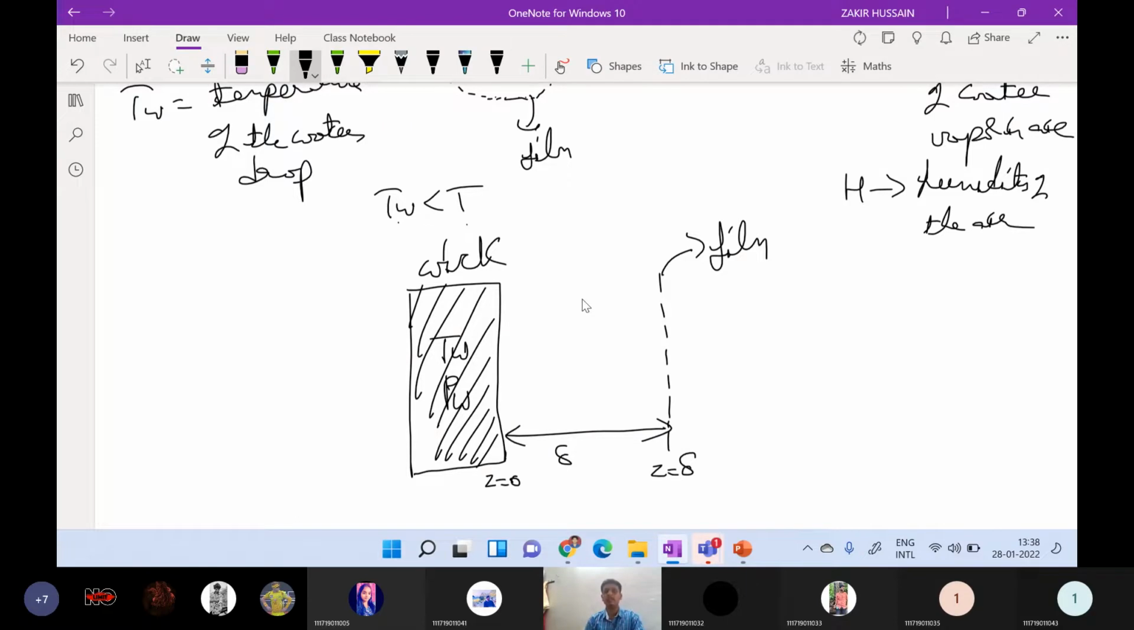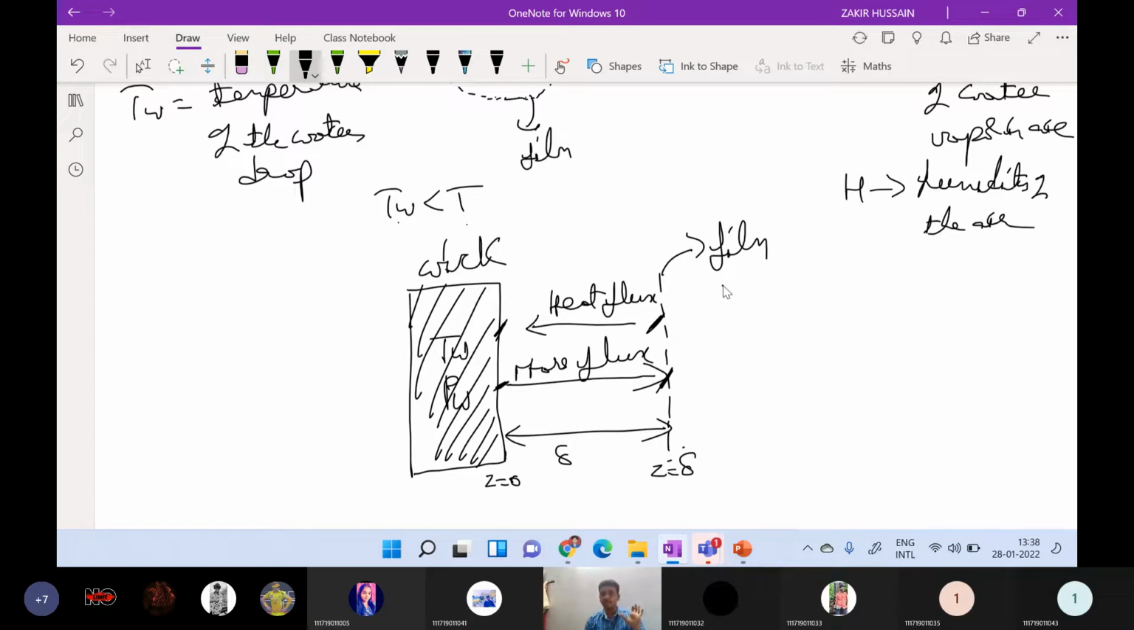So now what is happening? Heat flux or heat transfer is taking place from this direction. So heat flux is coming from the air film to the wick and mass flux is going from the wick to the air film. That is called mass flux. When Z is equal to 0, mass transfer is starting from the wick. When Z is equal to 0, heat transfer is ending at the wick. When Z is equal to delta, mass transfer is completing at the air film. When Z is equal to delta, heat transfer is starting from the film. So this is what is going on there.